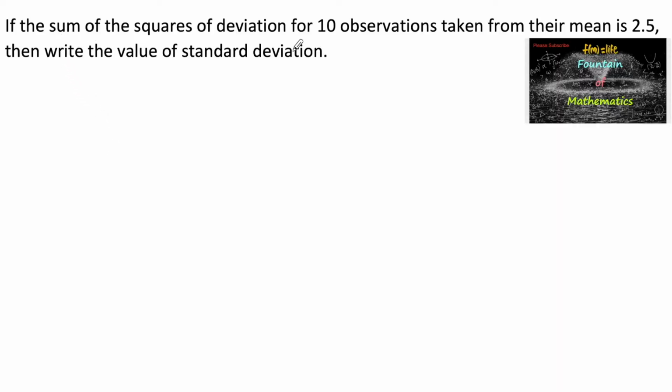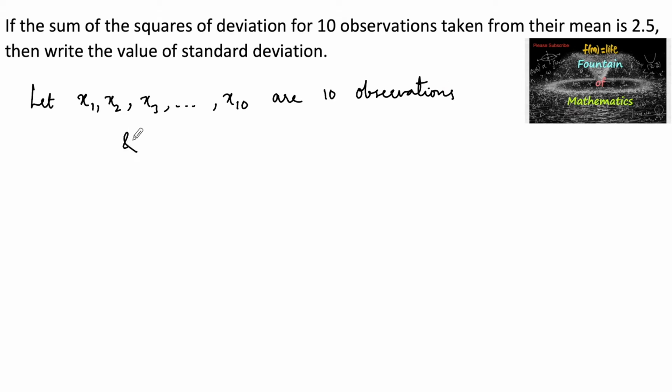If the sum of the squares of deviation for 10 observations taken from their mean is 2.5, then write the value of standard deviation. So let us consider x1, x2, x3 and so on x10 as the 10 observations, and their mean be x bar.